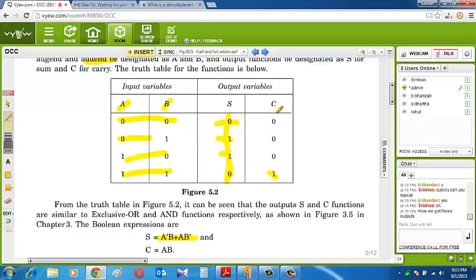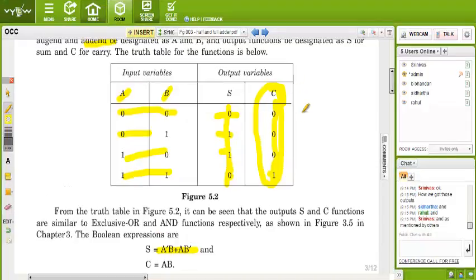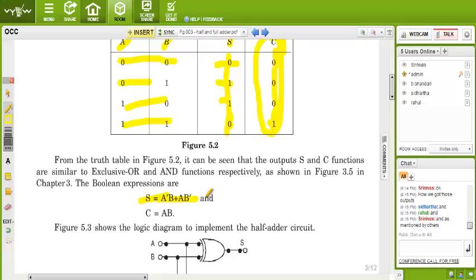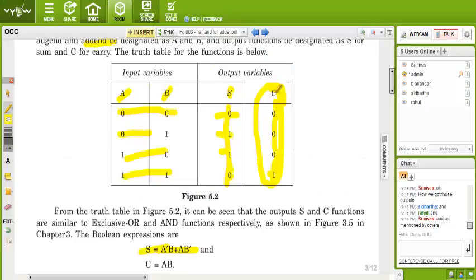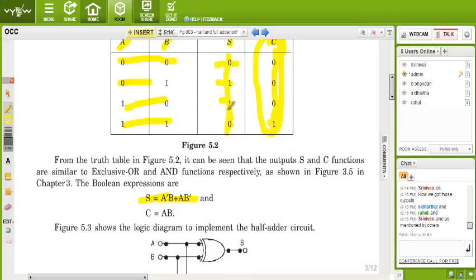Okay, and this truth table, 0 0 0, 0 1 0, 1 0 0 and 1 1 1, is for which gate? Tell me. Yes. So the relation of this output S with the AB input is S equal to A bar B plus A B bar. And the relation of carry with the input is AND. So C is equal to AB. It is the relation of the AND gate, A dot B.